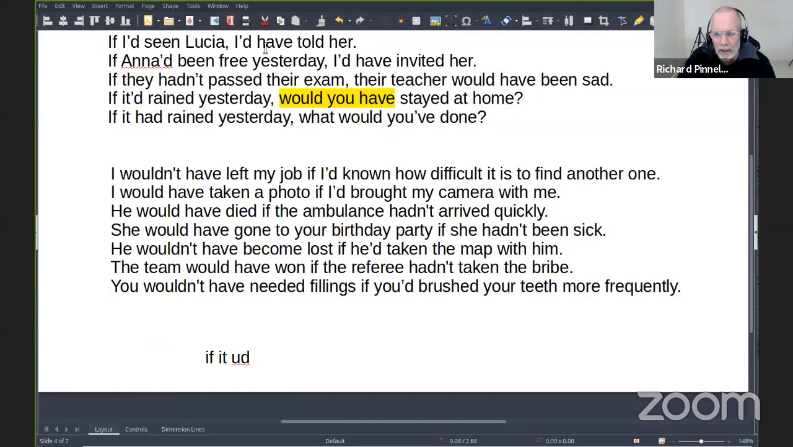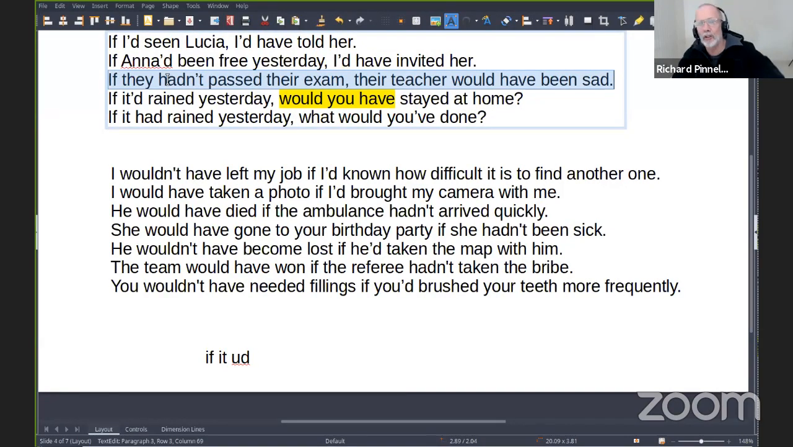If I'd seen Lucia, I'd have told her. If Anna had been free yesterday, I'd have invited her. If they hadn't passed their exam, the teachers would have been sad. Here we would contract this: the teachers would have been sad. If it had rained yesterday, would you have stayed at home? Question. If it had rained yesterday, what would you have done? Another question.